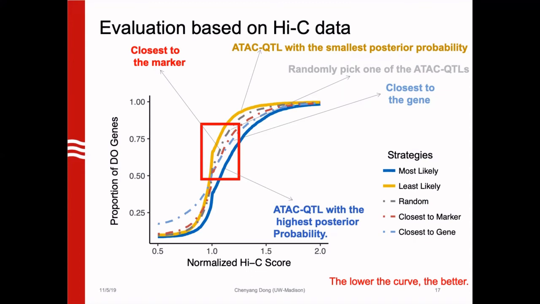One interesting observation is that a randomly chosen causal SNP is worse than the SNP closer to the marker and worse than closer to the gene.